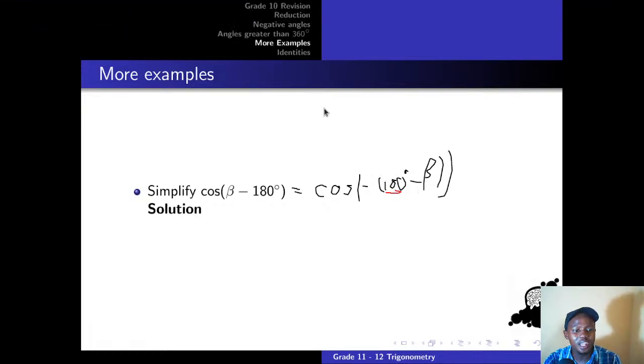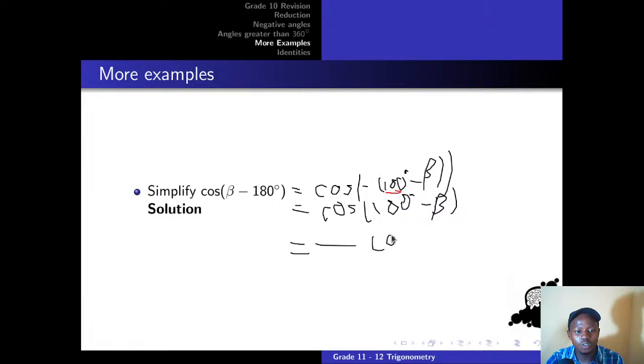Now, looking at what we have here, we can see that we have cos of a negative angle. This is in the fourth quadrant. Cos is positive in the fourth quadrant, so this will just give me a positive cos of 180 degrees minus beta. Now, 180 degrees minus is in the second quadrant. Cos is negative in the second quadrant, so your answer is negative cos of beta. Sorry about that.